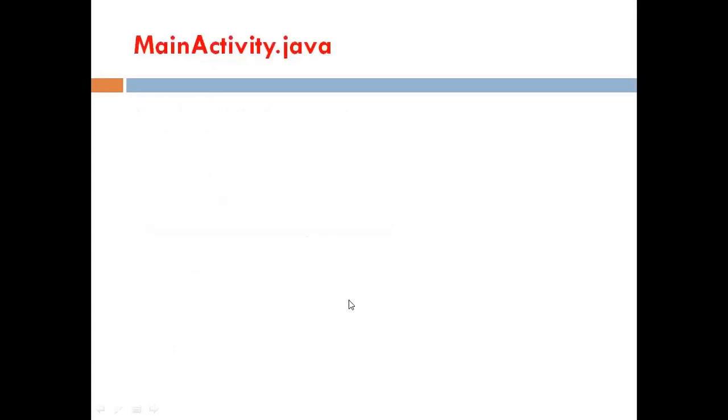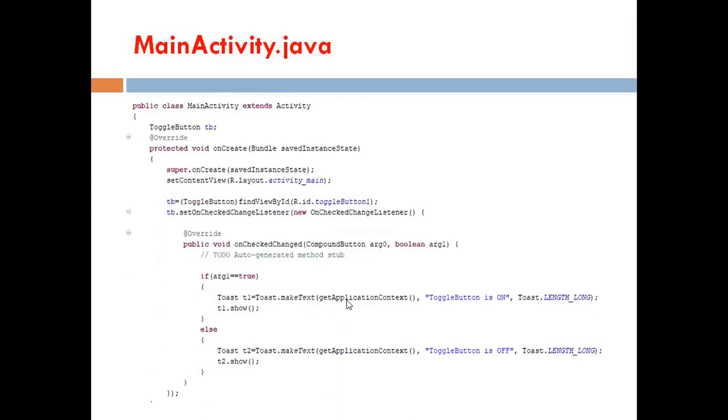Then after, in Java file, first of all, we need to create variable for a toggle button. Our variable is TB, ToggleButton TB. Now find out the view by using findViewById method. So here TB is equal to ToggleButton, findViewById from the resource folder, ID component, toggleButton1 is the ID for toggle button.